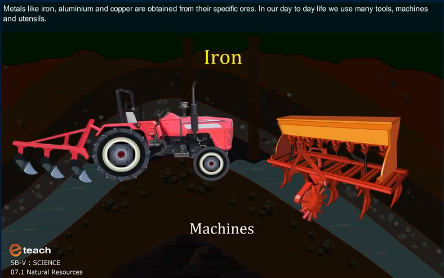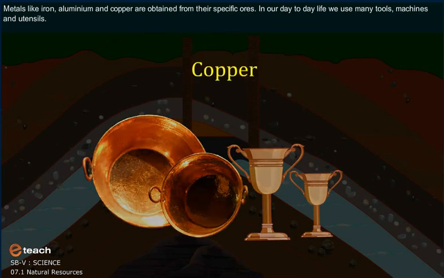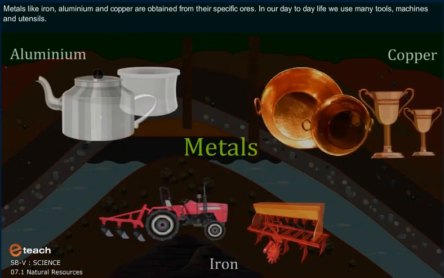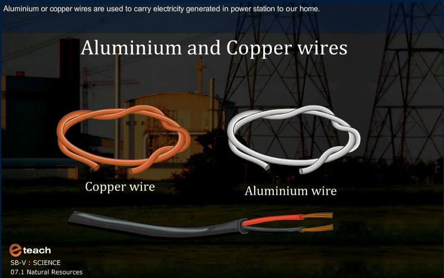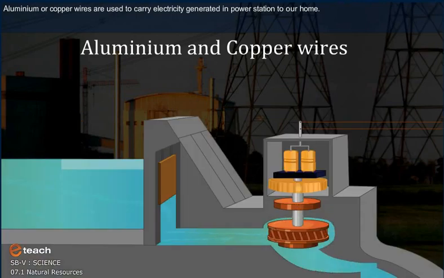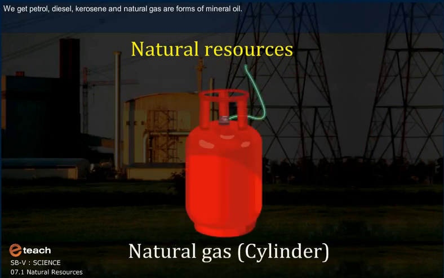Metals like iron, aluminium and copper are obtained from specific ores. In our day-to-day life, we use many tools, machines and utensils. Aluminium or copper wires are used to carry electricity generated in power stations to homes. We get petrol, diesel, kerosene and natural gas from mineral oils.